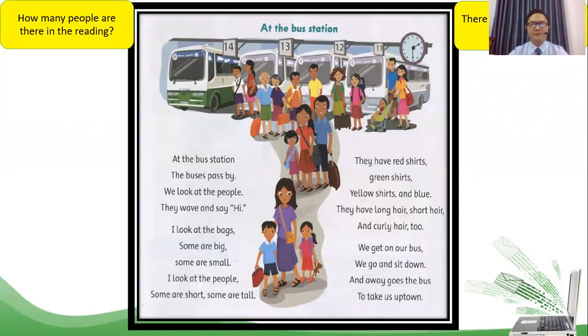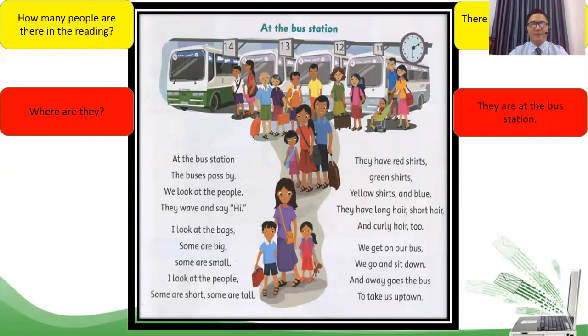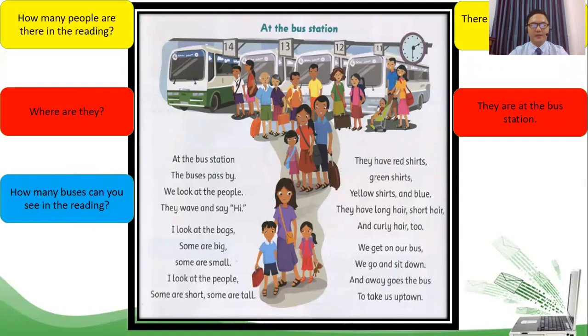The second question is, where are they? Where are the people? Of course, they are at the bus station, right? And the next question is, how many buses can you see in the reading? How many buses? Easy, right? There are 4 buses. The bus number 14, 13, 12, and 11. So in total, there are 4 buses.